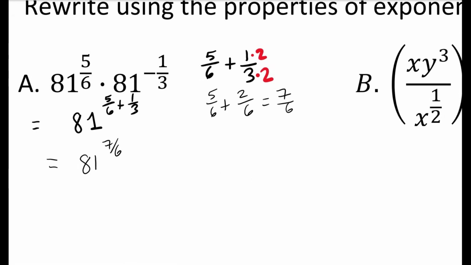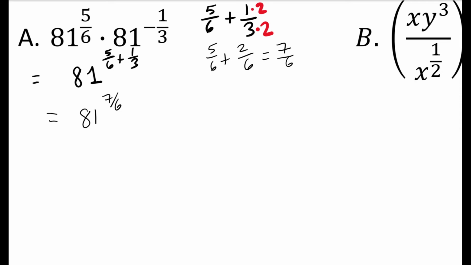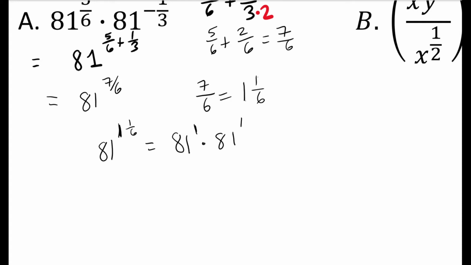Of course, I can simplify this, but the point of this exercise is not necessarily to simplify, it's just to use the exponent properties. If I were to ask you to simplify this, you would have to use the methods of the previous lesson, in which 7 over 6 is the same thing as 1 and 1/6. The way you get that is 6 goes into 7 once, with a remainder of 1. So you can write this as 81 to the 1 and 1/6 power, and then rewrite that as 81 to the 1st power times 81 to the 1/6 power.